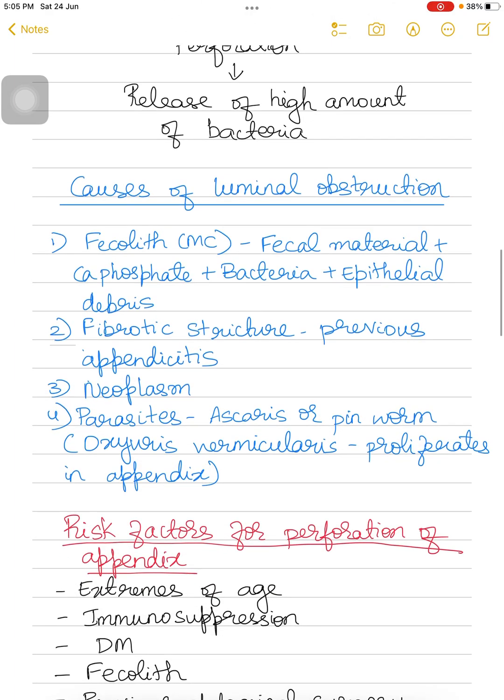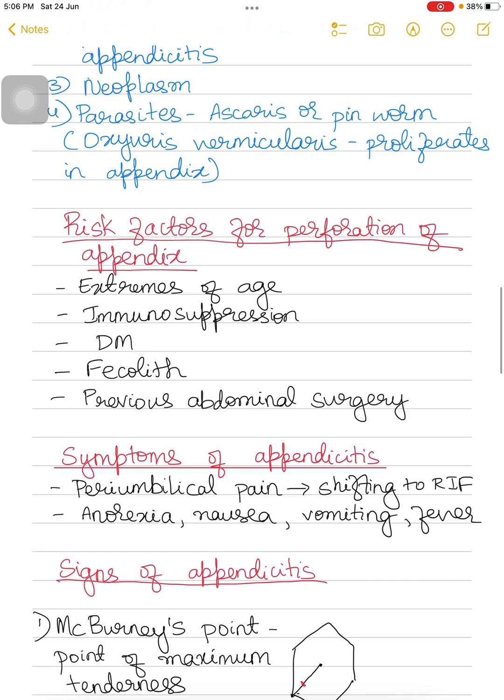Causes of luminal obstruction: first, fecalith, consisting of fecal material, calcium phosphate, bacterial and epithelial debris. Second, fibrotic strictures because of previous appendicitis, neoplasm and parasites, especially the pinworm, which proliferates inside the lumen of the appendix. Risk factors for perforation of the appendix: extremes of age, immunosuppression, diabetes, fecalith and previous abdominal surgeries.